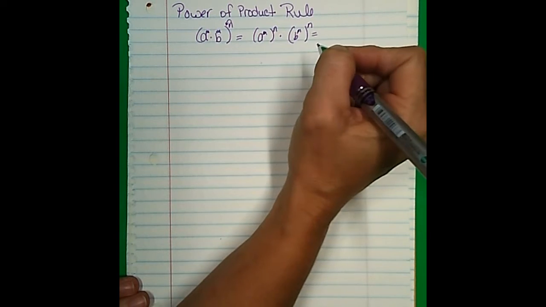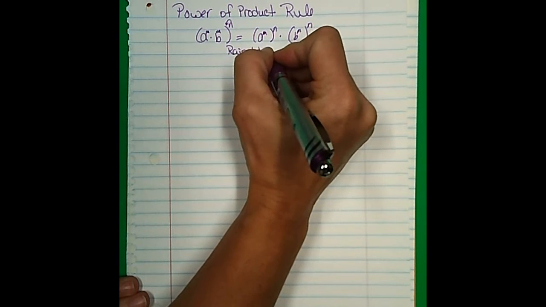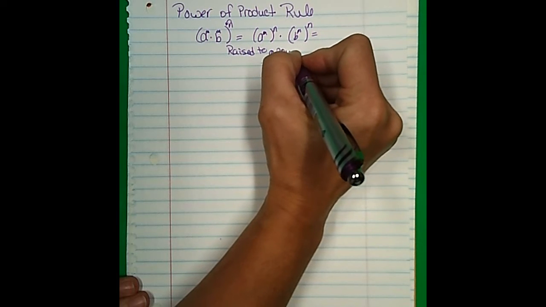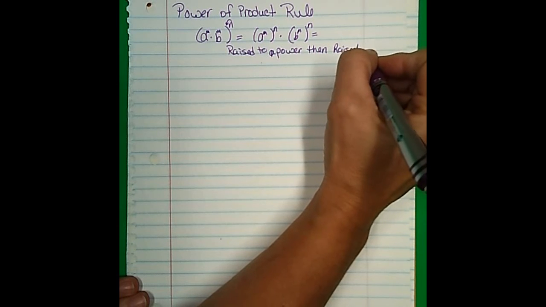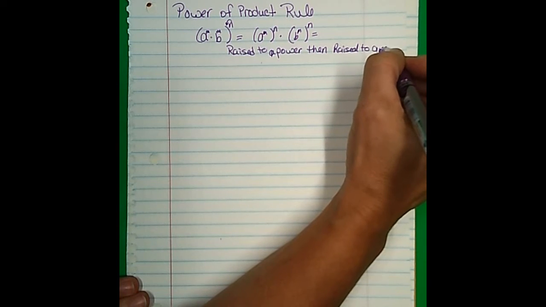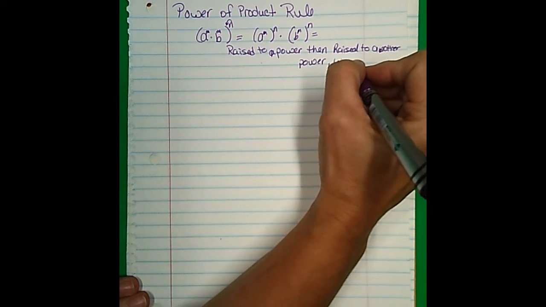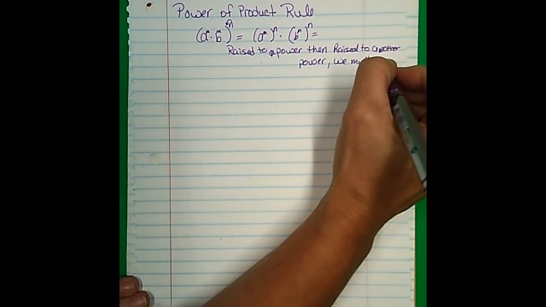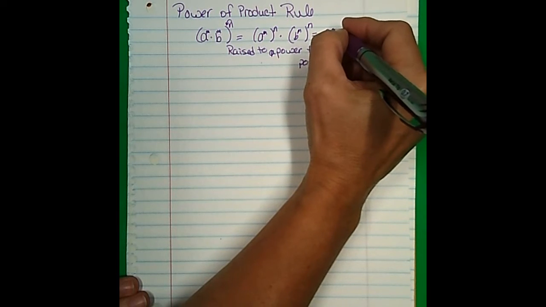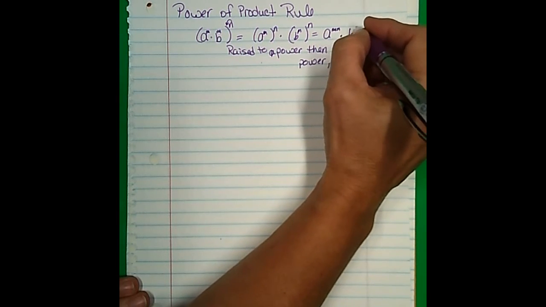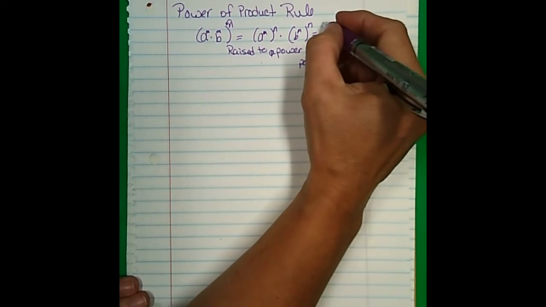And this power product rule says that if it's raised to a power, then raised to another power, we multiply powers. So I would get A to the m times n times B raised to m times n. And we don't know the value, so those would be our answers.